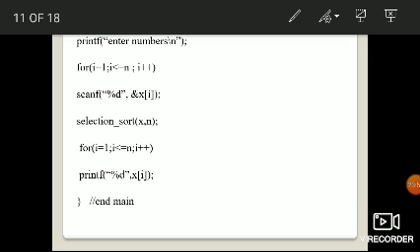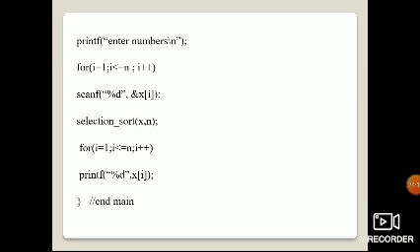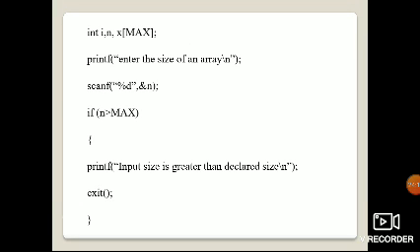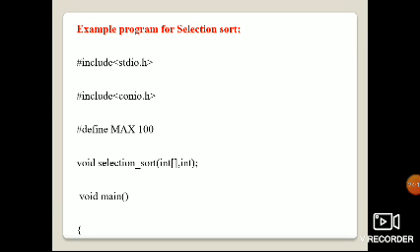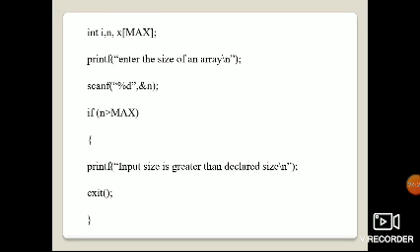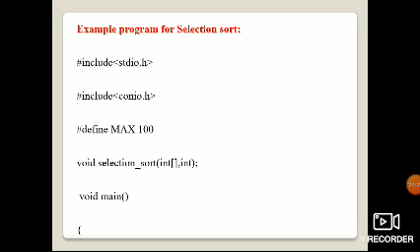For the printing, we have to write in the main section. We are writing in the main section. Selection sort x comma n is a calling function. And void selection sort, this is a function definition. Function prototype, sorry, this is a function prototype.